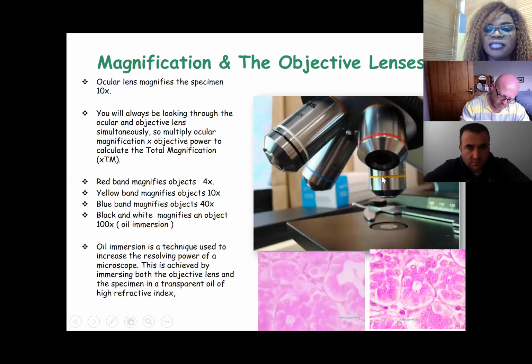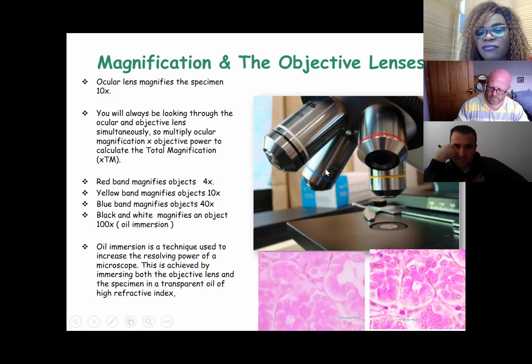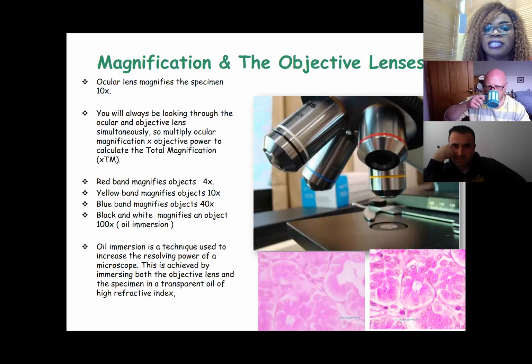The yellow band is 10 magnification. So the ocular is 10, the yellow band is 10. If we observe through the yellow, it's 100. Now we have the blue band, which is by 40. If I'm observing from the ocular lens to the blue band lens, what's my magnification, anyone? 400. 400, yeah. Then the other one is my black and white magnification.